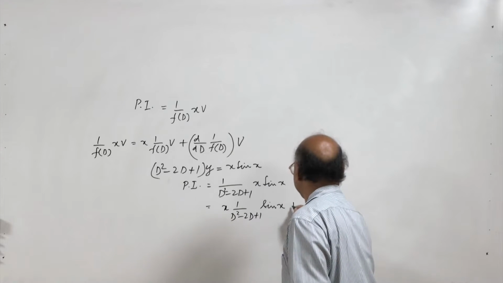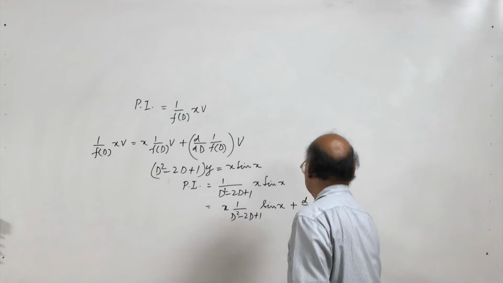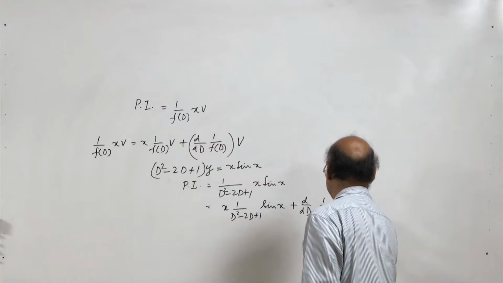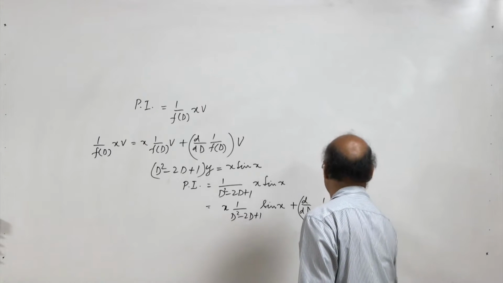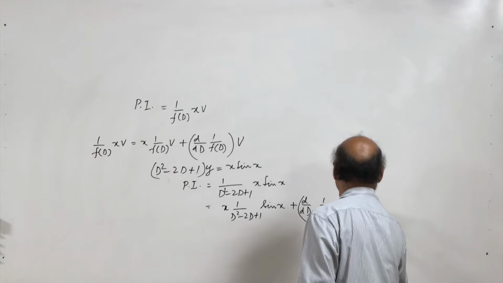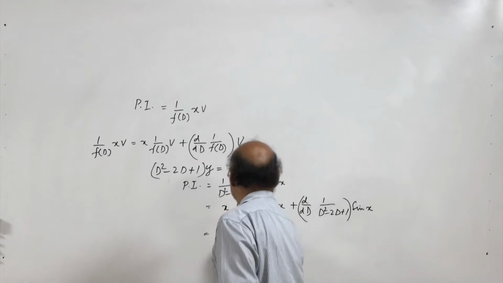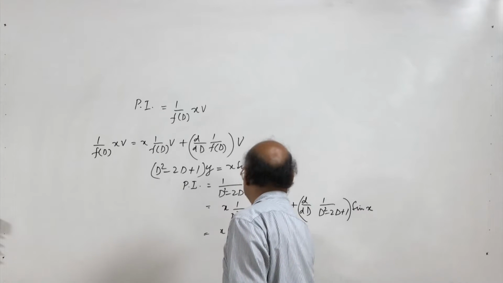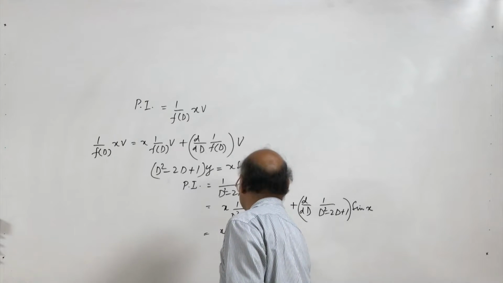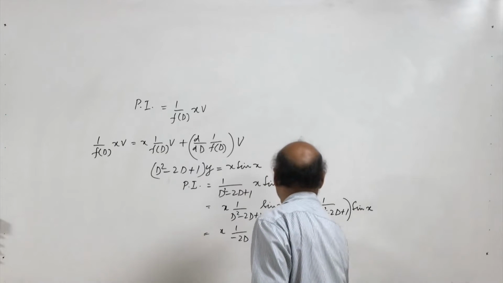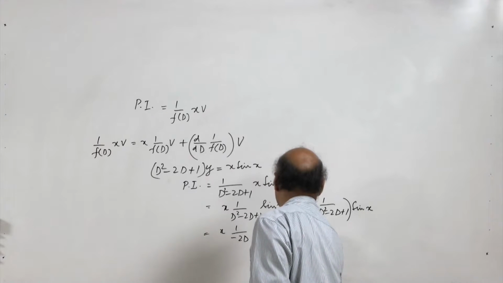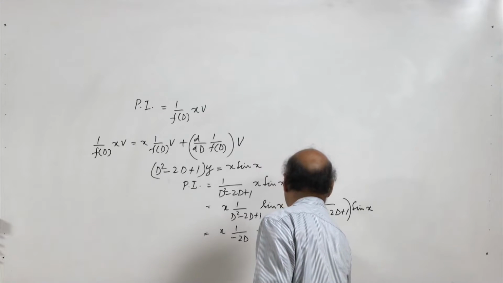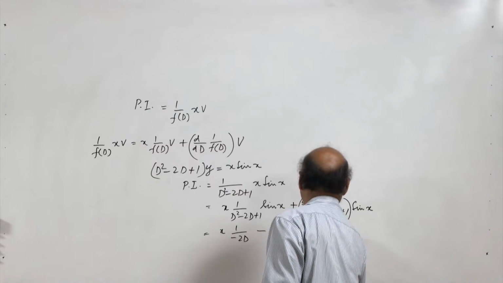then d over dD of 1 over D squared minus 2D plus 1 sin x. This is equal to, D squared can be replaced by minus a square, so x times 1 over minus 1 plus 1, so we get minus 2D, and then we have minus 2D minus 2 upon D squared minus 2D plus 1 whole square operating on sin x.